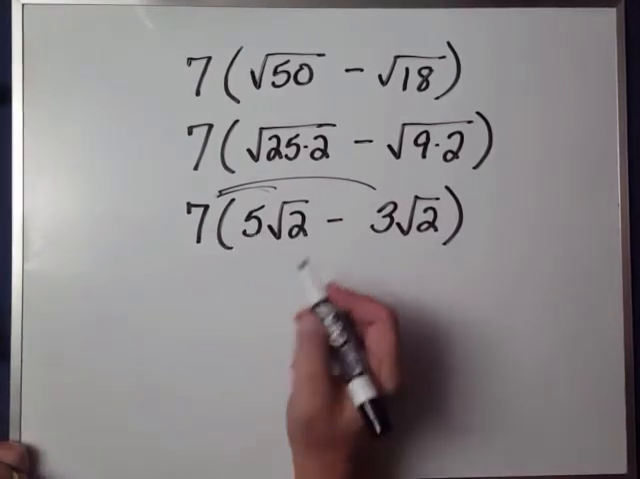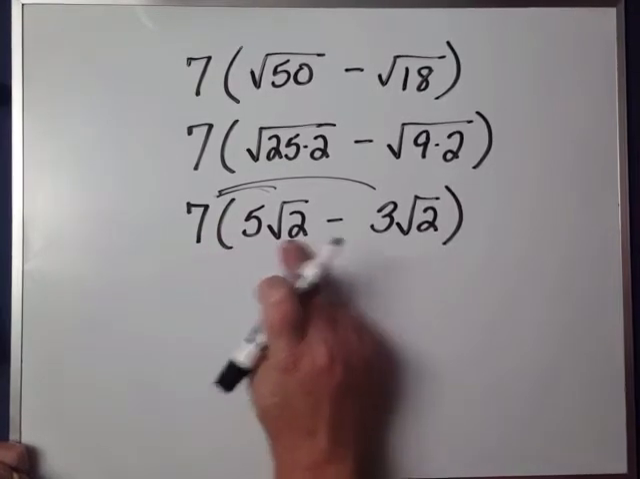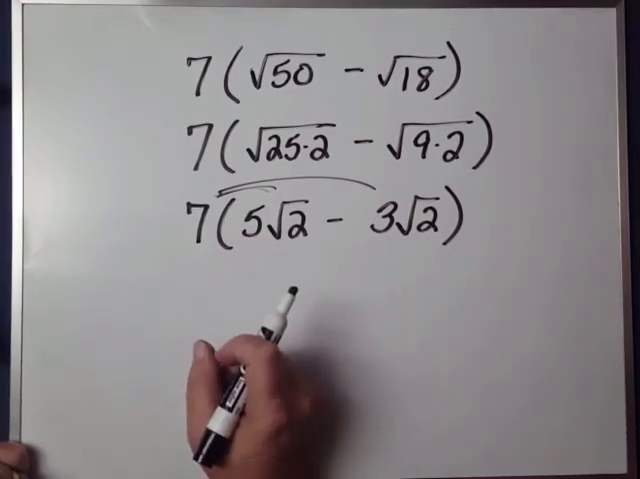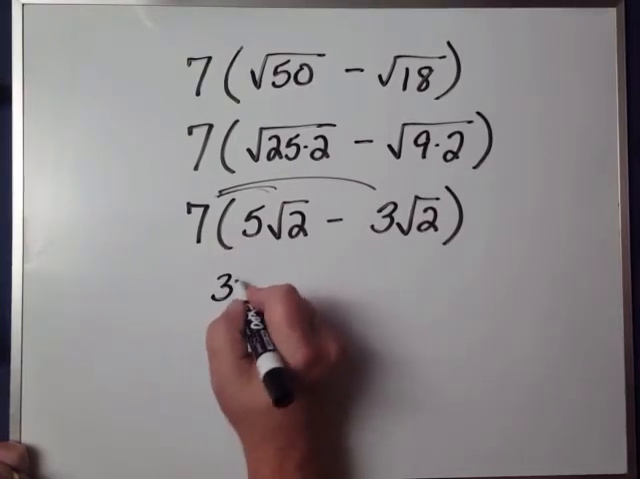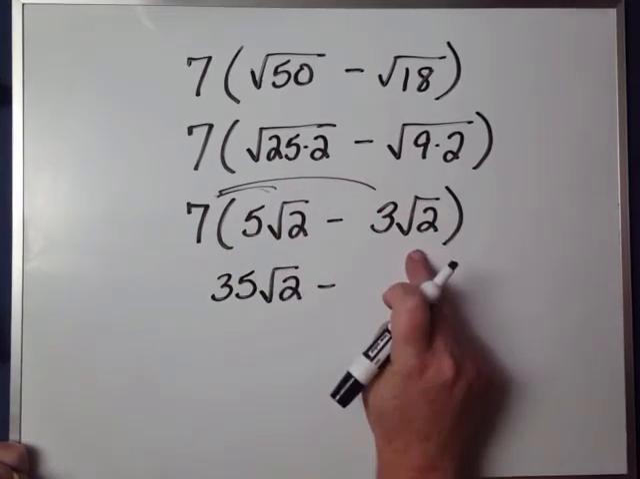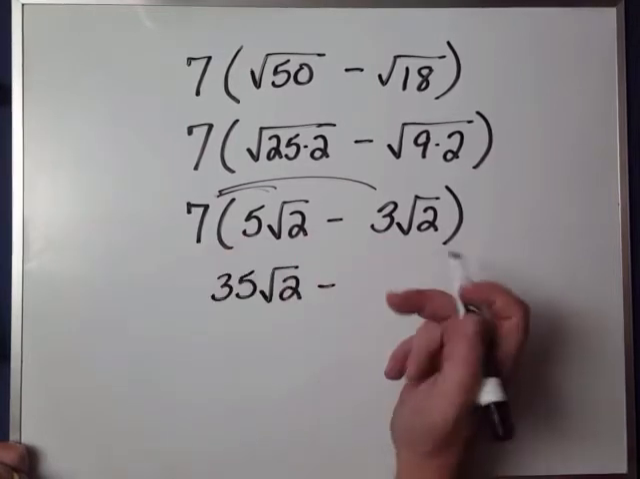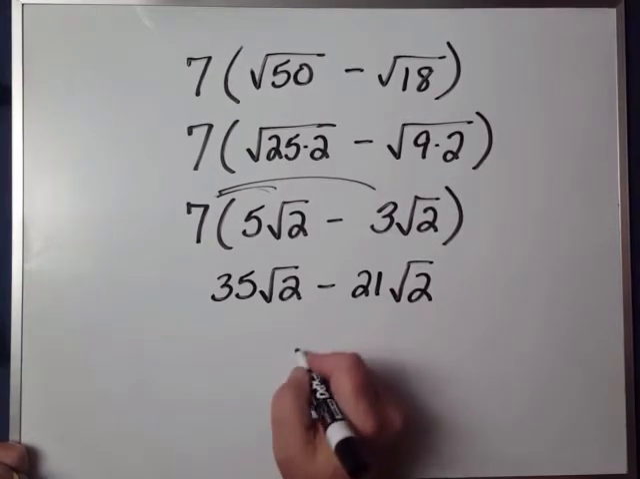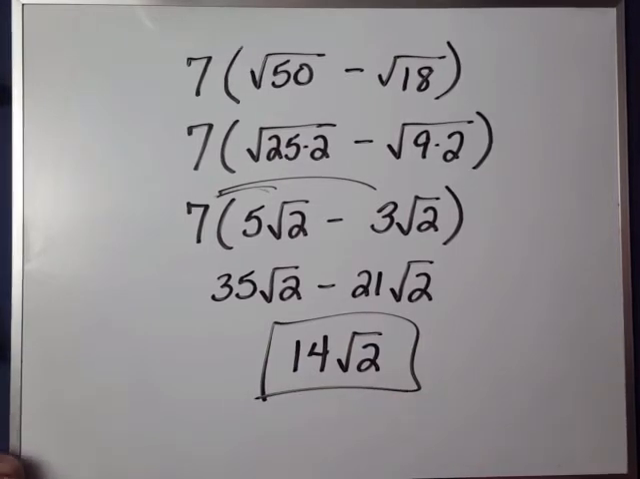Distribute the 7, and we get 7's on the outside, 5 is an outside, that 2 is an inside. Outsides can see each other, insides can see each other. 7 times 5, those are both outsiders, so we get 35 square roots of 2 minus, distributing to our second term, the 7 and the 3 can see each other, they're both outsiders. 7 times 3 is 21, and that should look familiar. That was our next to the last step last time. And again, combining like radical terms, 14 square roots of 2.